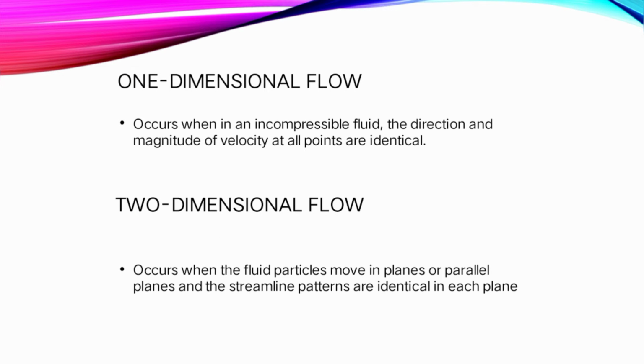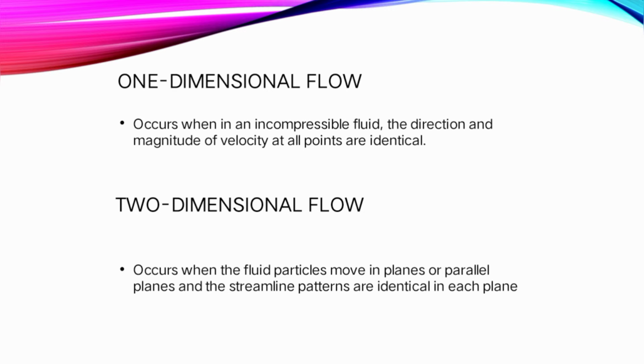One-dimensional flow. This occurs when, in an incompressible fluid, the direction and magnitude of the velocity at all points are identical. Two-dimensional flow occurs when the fluid particles move in planes or parallel planes and the streamline patterns are identical in each plane.